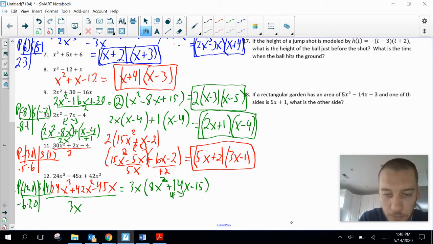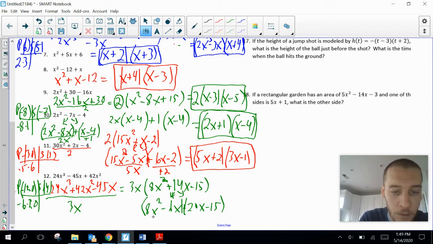Let me hide this thing. So this becomes now 8x squared minus 6x plus 20x minus 15. And I can do my grouping. So group the first two, group the second two. Look for a GCF. Right here we got 2x. Over here we've got positive 5.